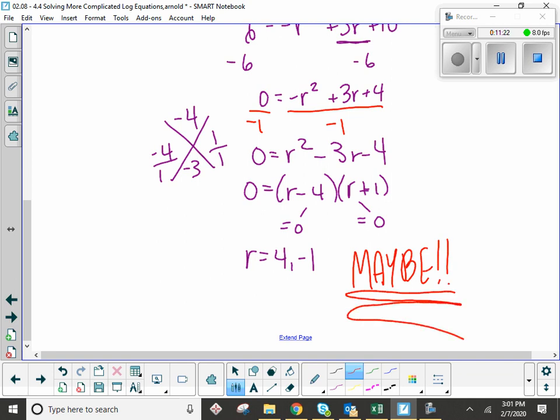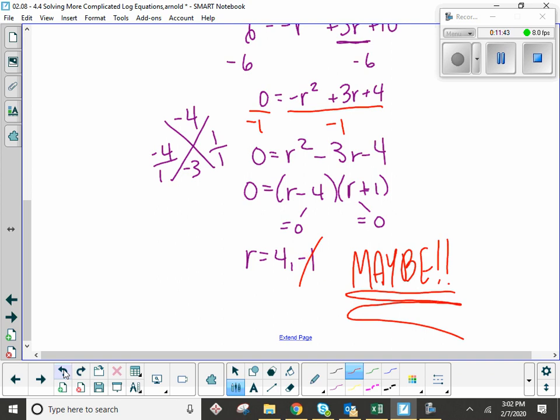Why is that a big fat maybe? Because you have to plug it back in, check them both out. A lot of times I'll see students see that one of their solutions is negative and automatically just say, oh, I can't have a negative solution. She said it can't be negative, but that's not right, okay? The solution can be negative.